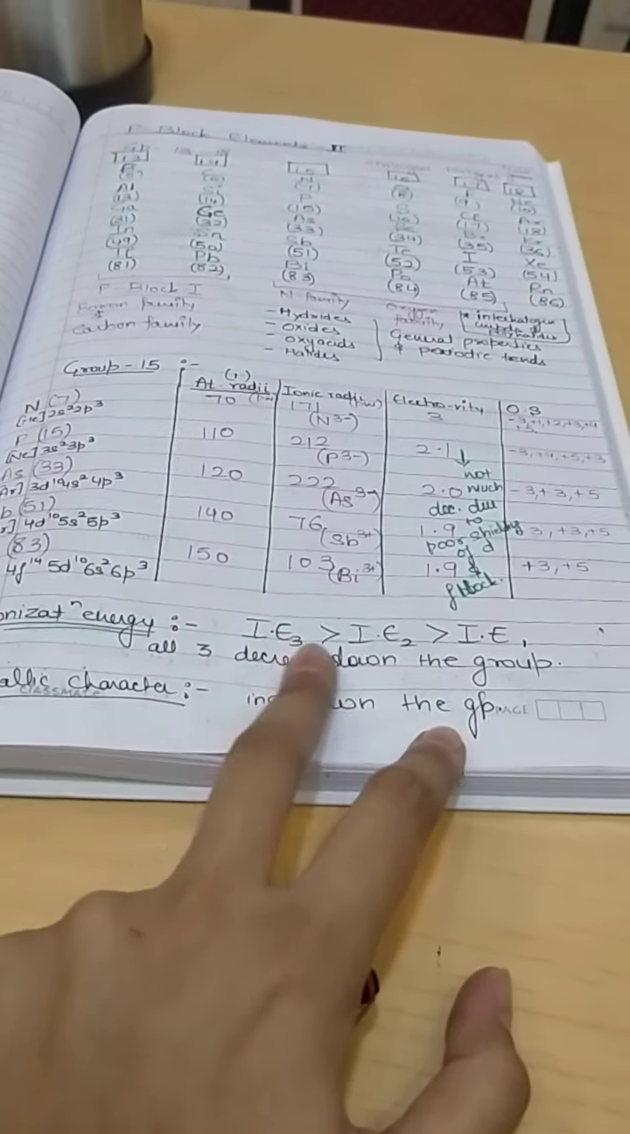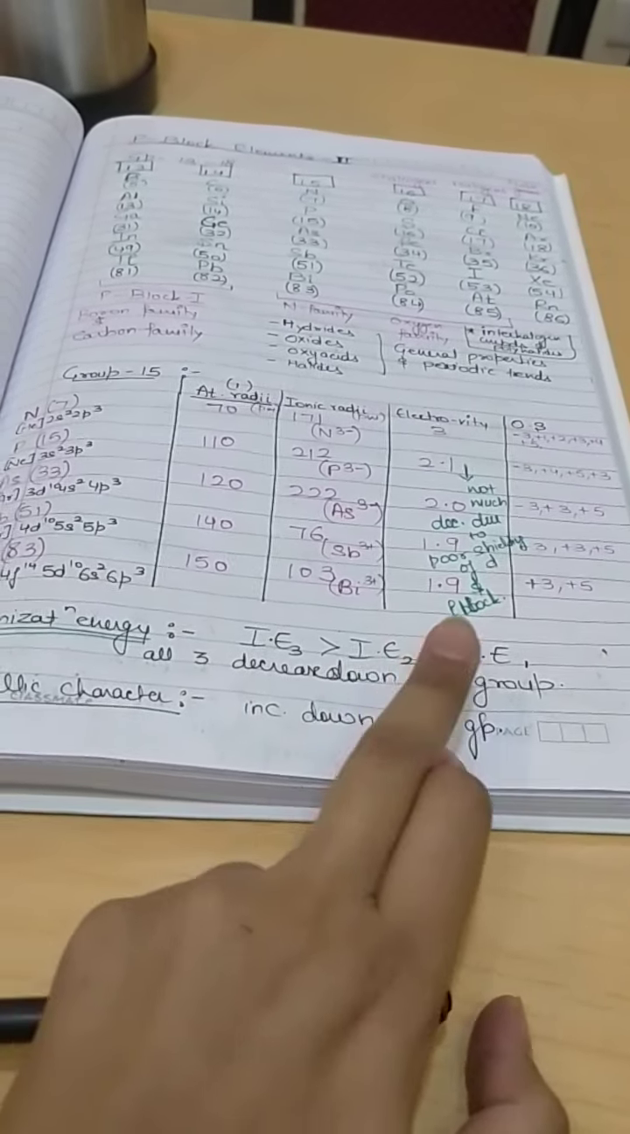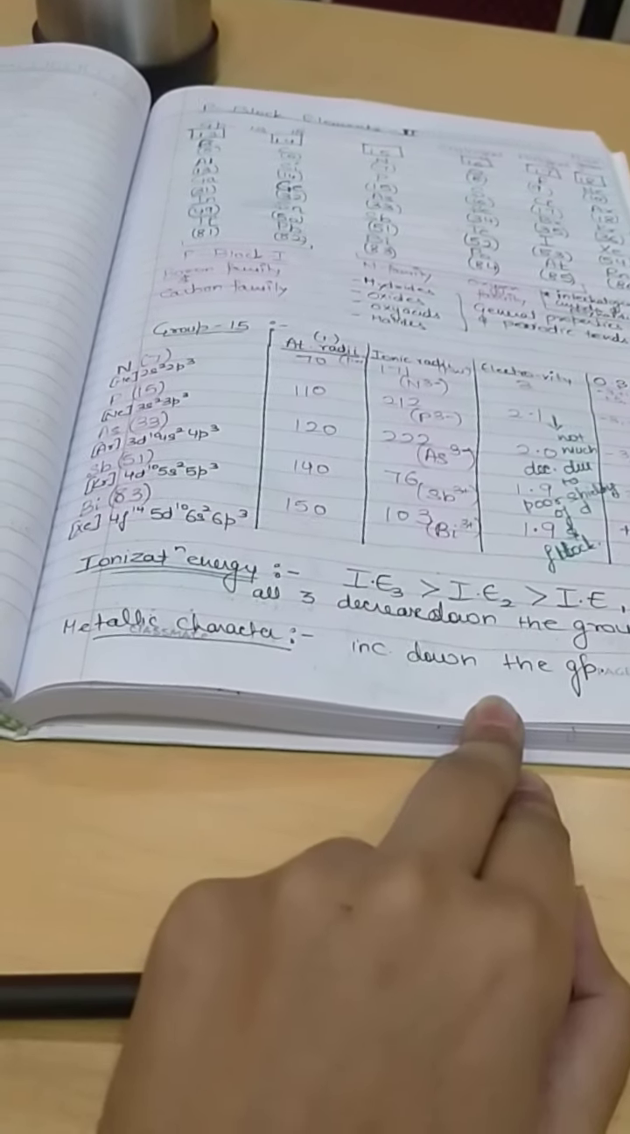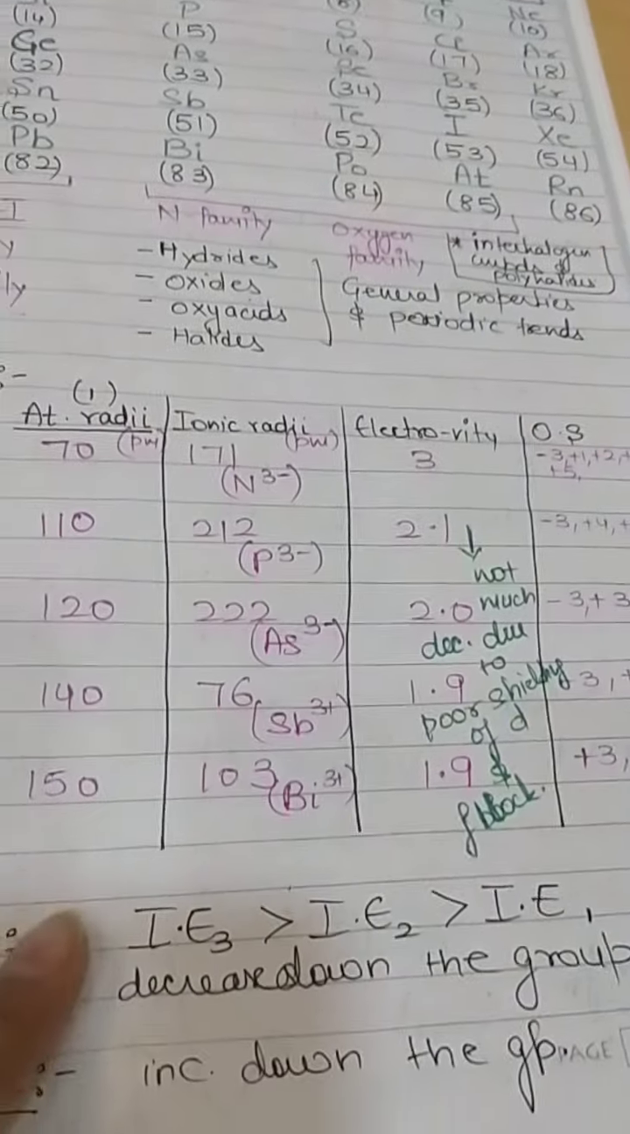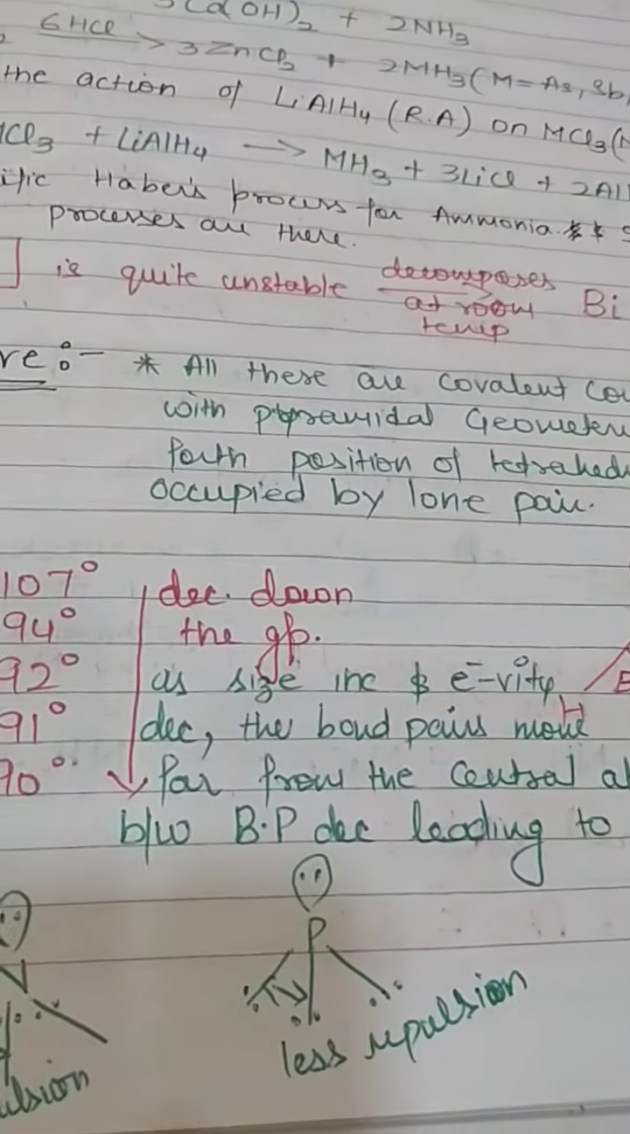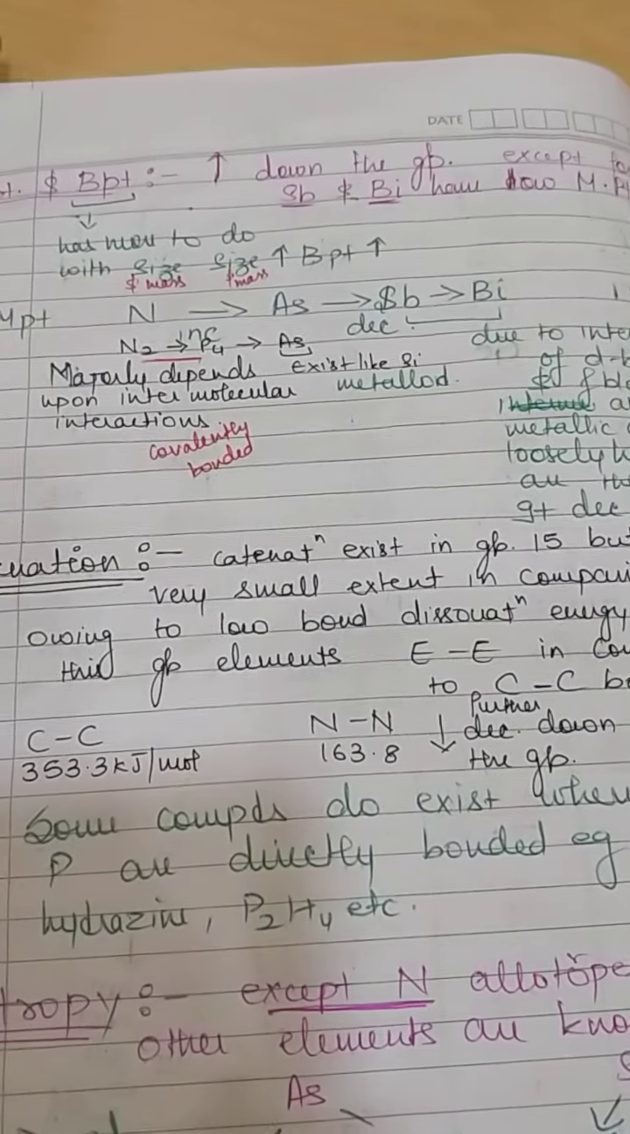So it is always greater than ionization energy 2, which is always greater than ionization energy 1. Next is the metallic character. Metallic character, as we have already discussed, increases down the group. Metallic character can also be called electropositive character.